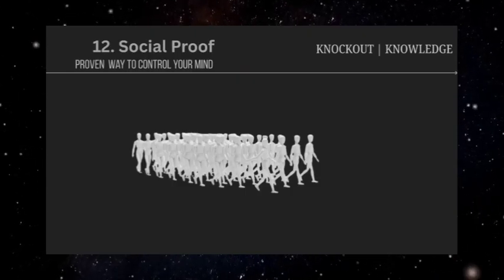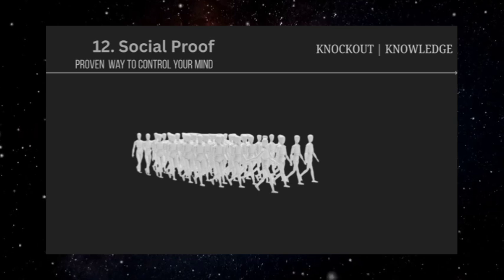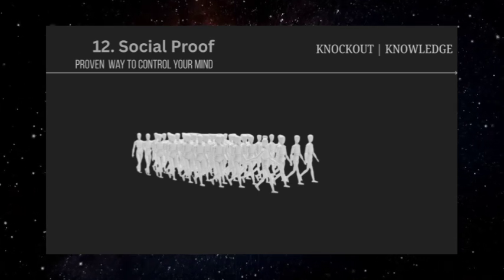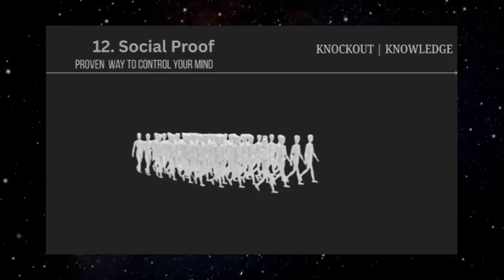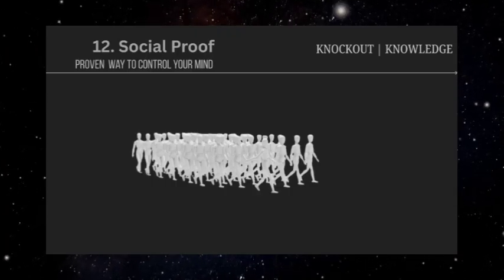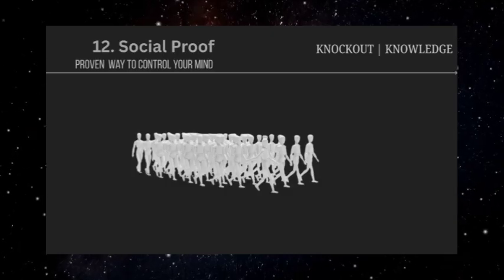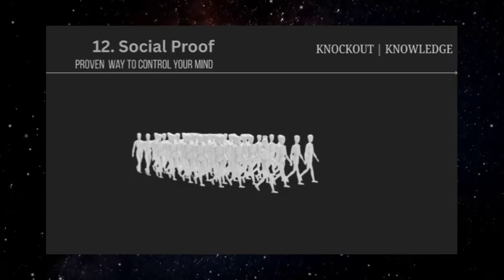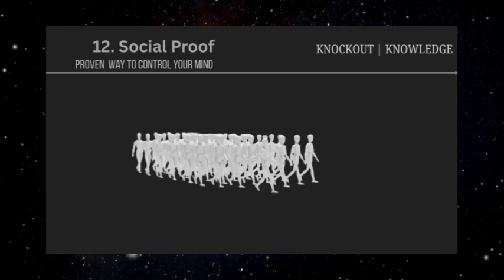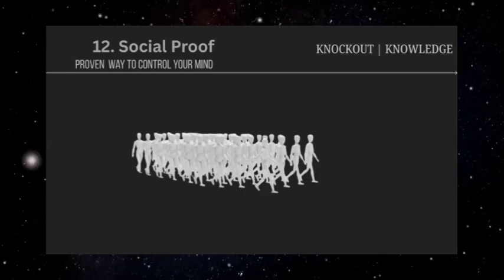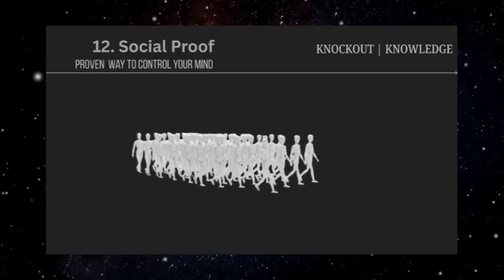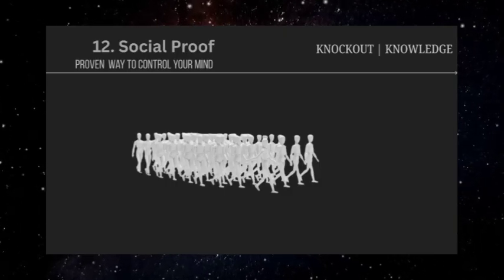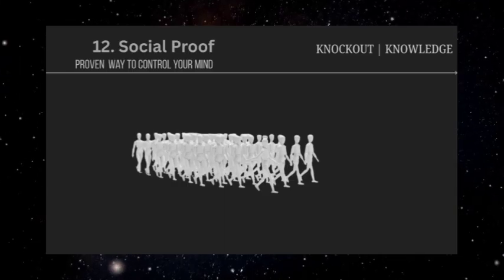But manipulators exploit this natural inclination by fabricating or exaggerating evidence that others are already complying with their requests. The power of social proof lies in our fundamental need to belong and our natural assumption that groups possess collective wisdom we might lack individually. When we're uncertain about what to do, seeing what others have chosen provides a sense of direction and reduces the anxiety of making potentially wrong decisions. Manipulators understand this and create artificial social proof to guide behavior in directions that serve their interests.